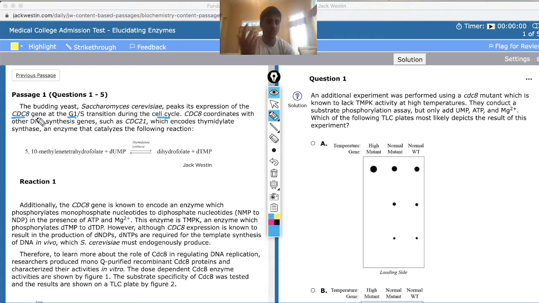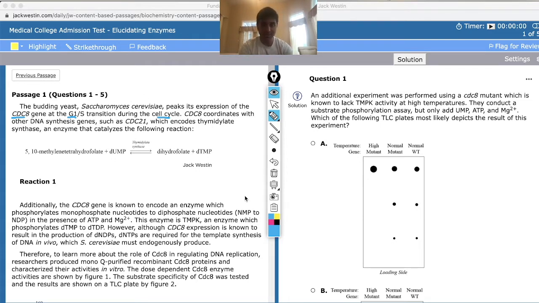Remember, genes code for proteins. So we go from genes to mRNA to proteins. So for it to peak its expression of the CDC8 gene during the S phase of the cell cycle, that must mean the CDC8 protein helps out with DNA replication. Okay, so keep that in mind.